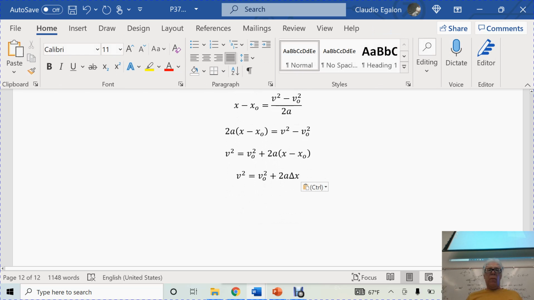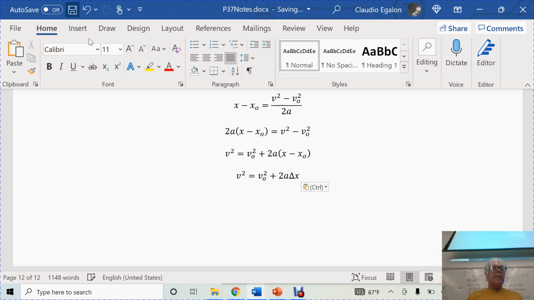Again, this is not an independent equation, but it's still useful. If you want to find the final velocity and you don't have the t, but you have the acceleration, the delta x and the v naught, you can use this equation here. Okay, save it.